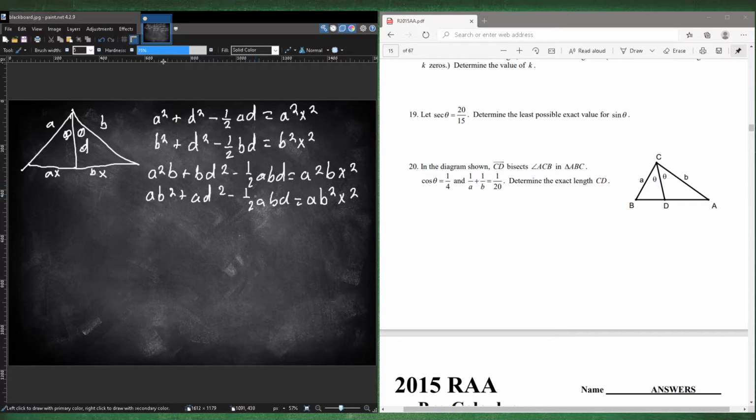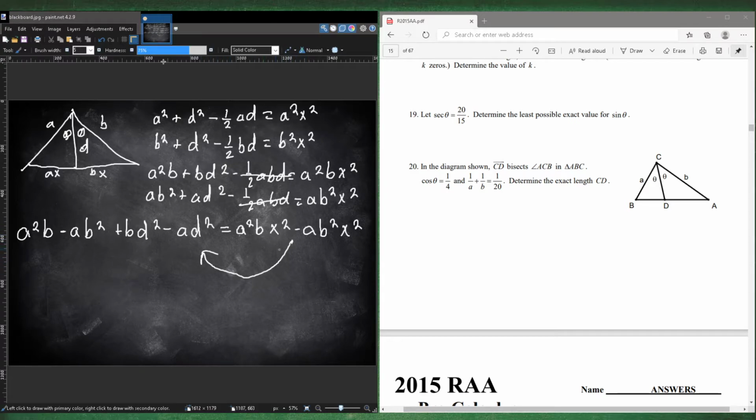Now we can subtract the equations from each other to eliminate these terms. We have a squared b minus a b squared plus b d squared minus a d squared equal to a squared b x squared minus a b squared x squared. Then I'd like to move everything to one side, so I'm going to move everything here.